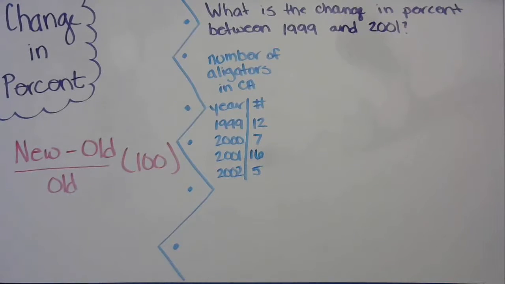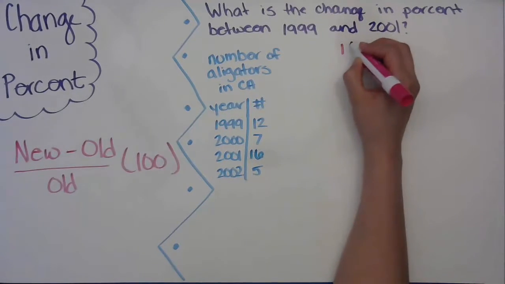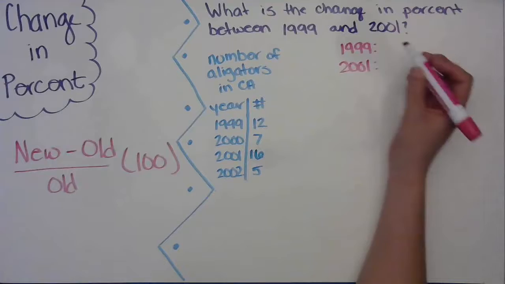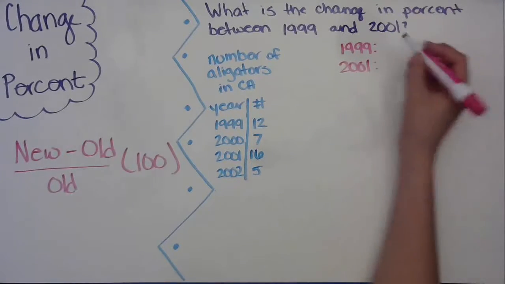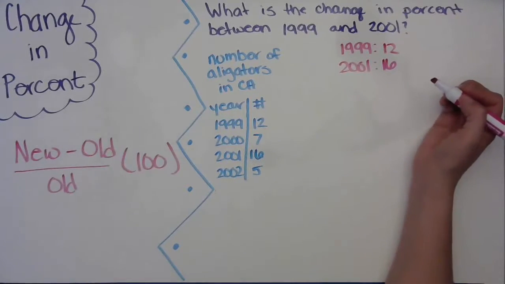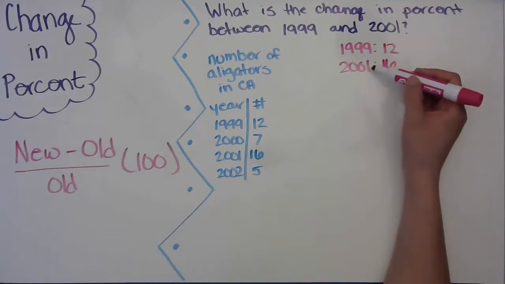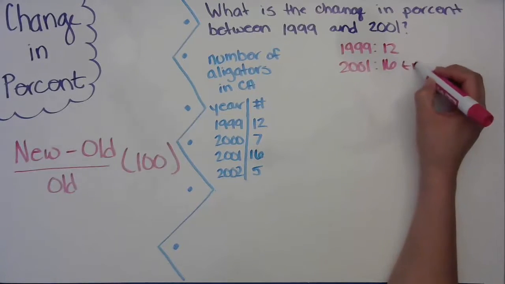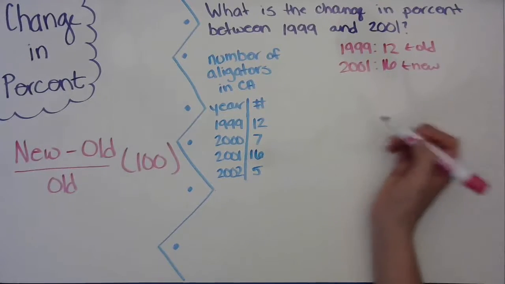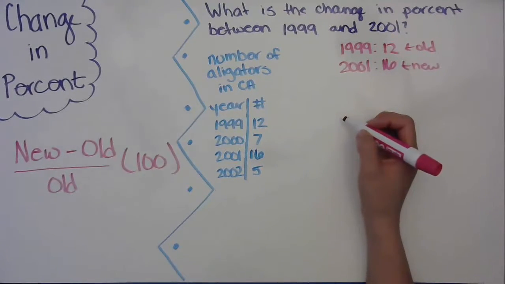One more example. What is the change in percent between 1999 and 2001? Let's go ahead and get our values for 1999 and 2001. In 1999, the number of alligators in California was 12. In 2001 it was 16. In determining our new and old values, since 2001 is newer than 1999, this is going to be our new value, and this is going to be our old value. So let's go ahead and plug those numbers in.